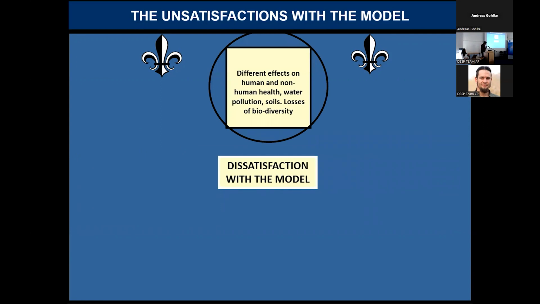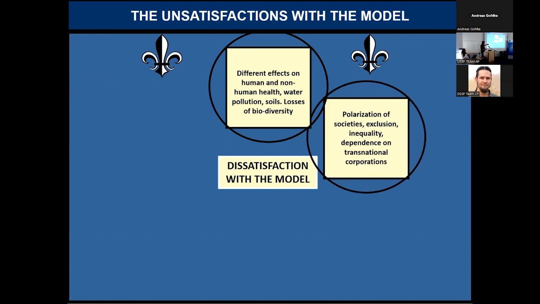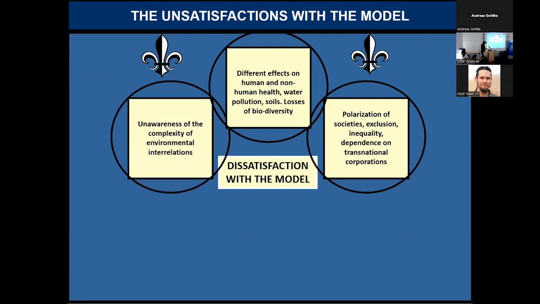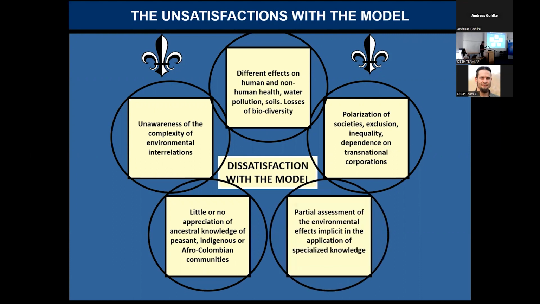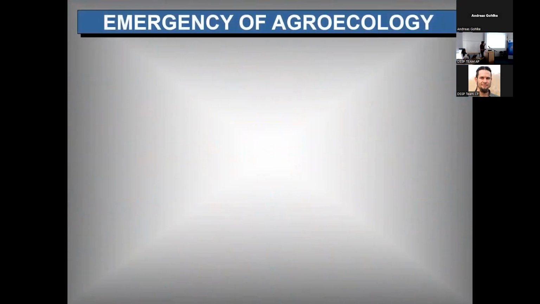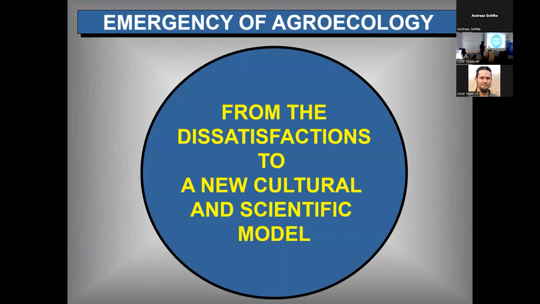we have different effects on human and non-human health, water pollution, soil losses, loss of biodiversity, polarization of societies, exclusion, inequality, dependence on transnational corporations, and little awareness of the complexity of environmental interactions, little or no appreciation of the ancestral knowledge of peasant, indigenous, or Afro-Colombian communities, and so on. And with this dissatisfaction, agroecology emerged.